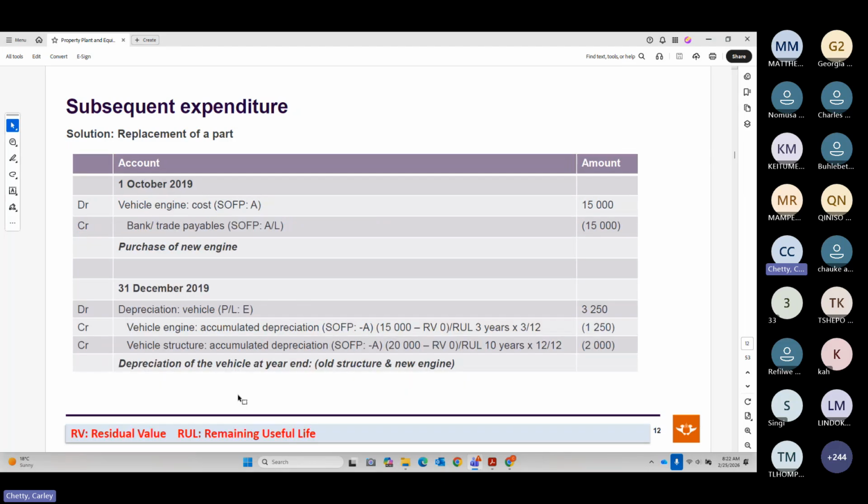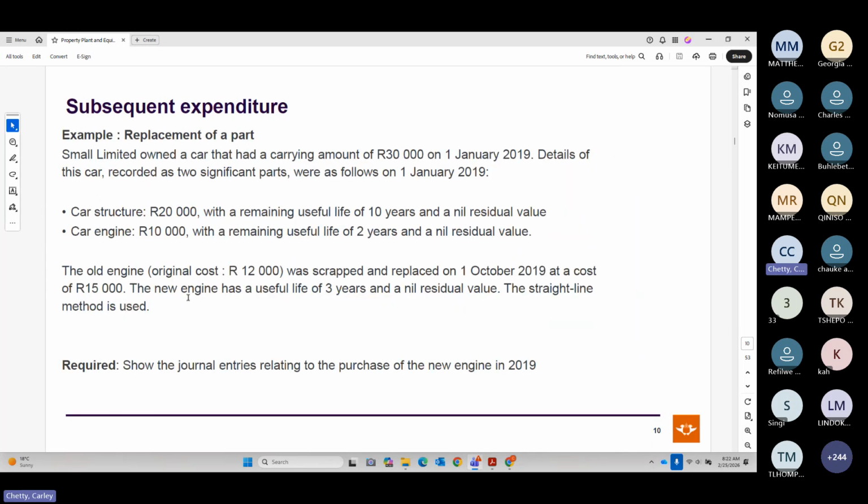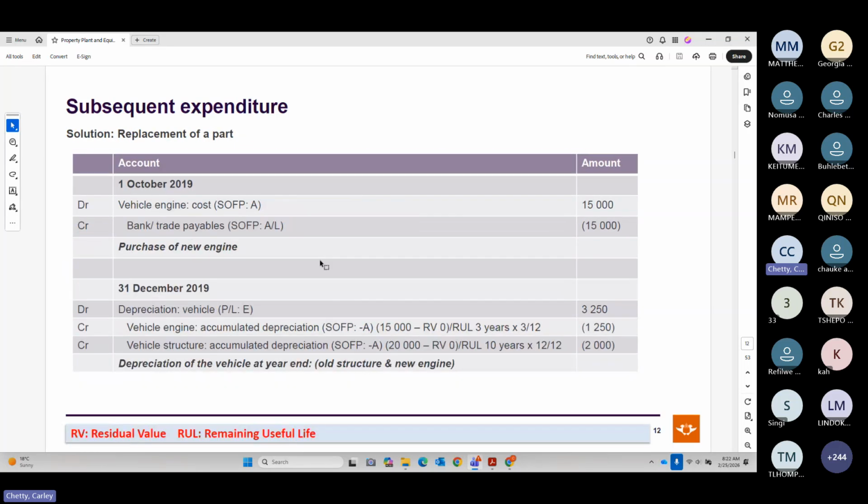So once we have derecognized the old engine, now we need to show the purchase of the new engine. And they told us in the scenario that the new engine on 1 October 2019 cost 15,000 Rand, and it has a useful life of 3 years and a nil residual value, and the straight line method is used. So now we're going to record the new engine, and then we're going to depreciate the new engine up to the year end, which is 31 December 2019. So we're going to debit vehicle engine cost.